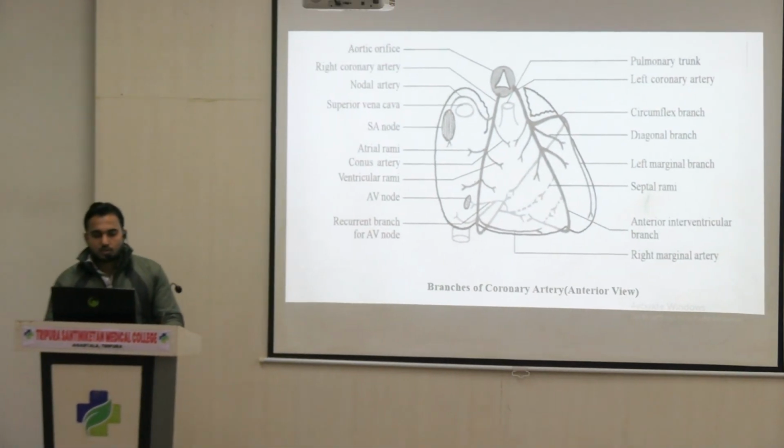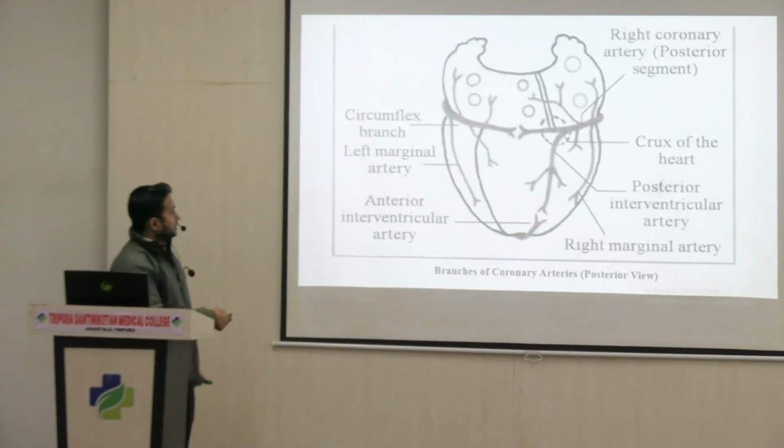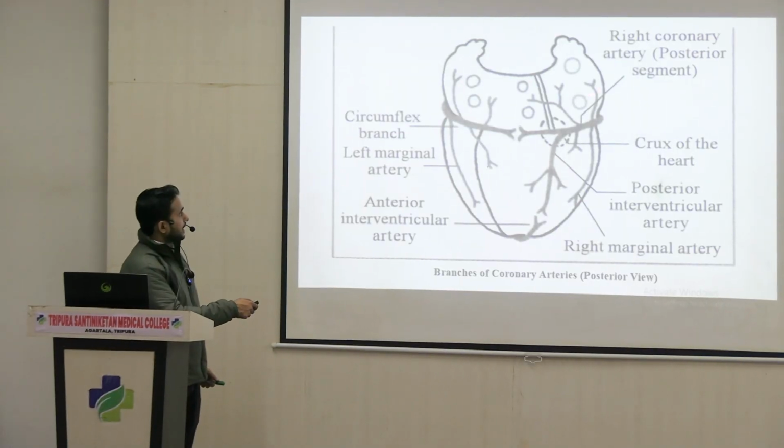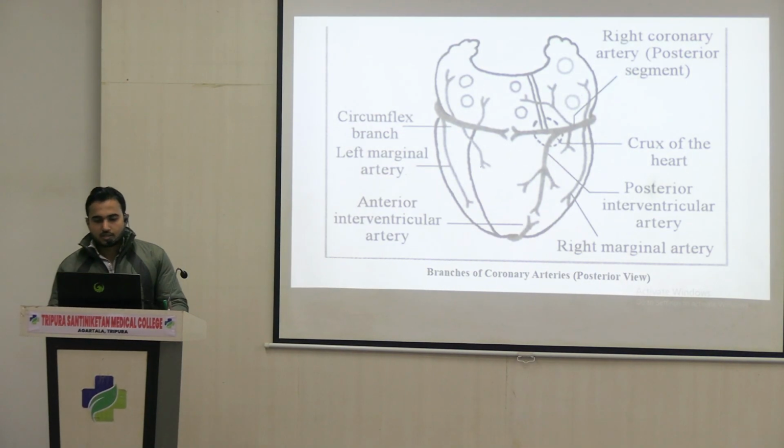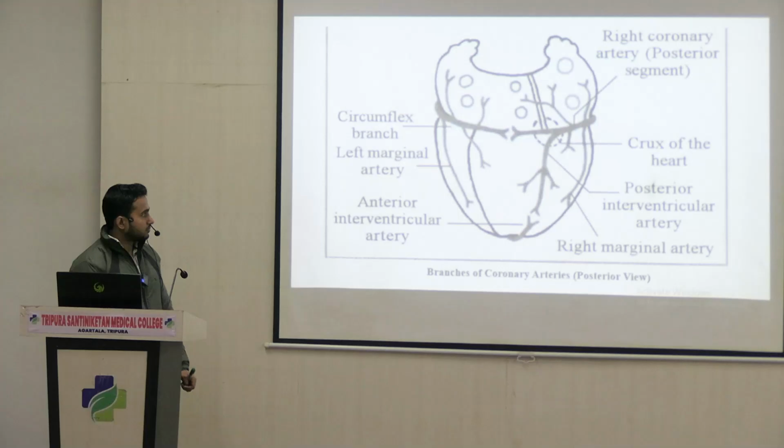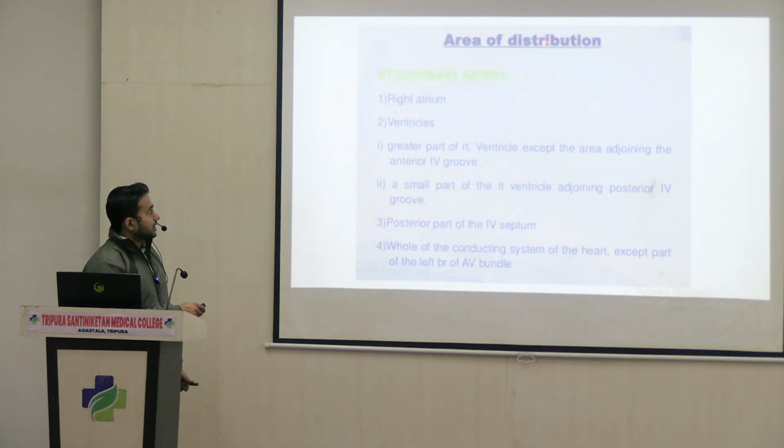Next, right posterior atrial rami are also there. In this diagram you can see right posterior atrial rami, which supply both the right and the left atria. So these are the branches and area of supply for the right coronary artery. Next is the area of distribution for the right coronary artery.